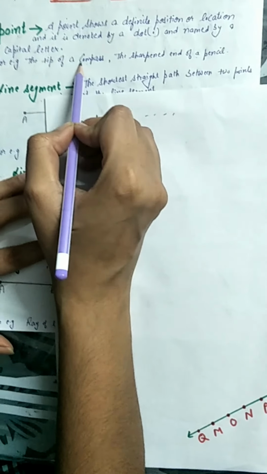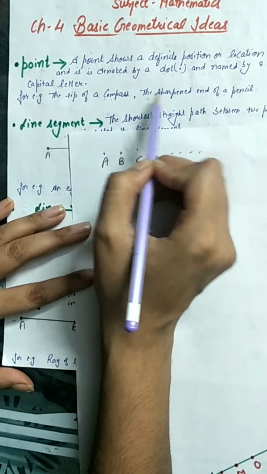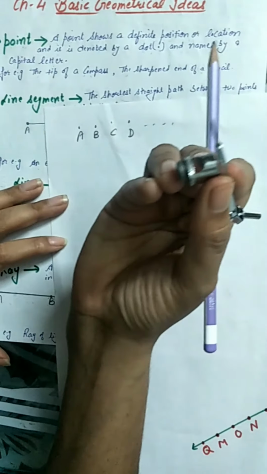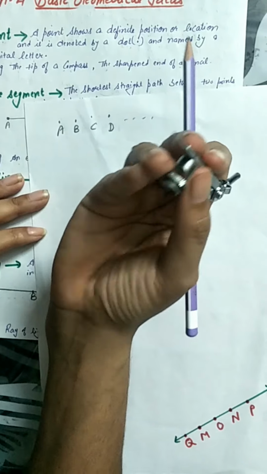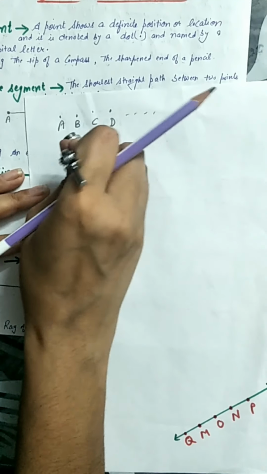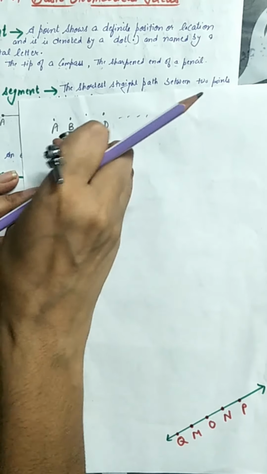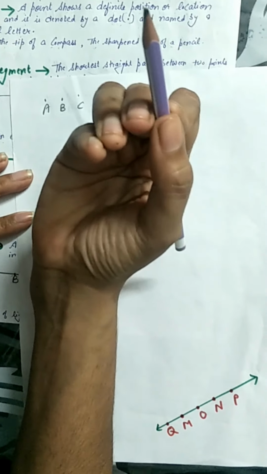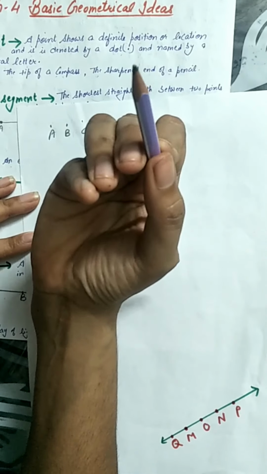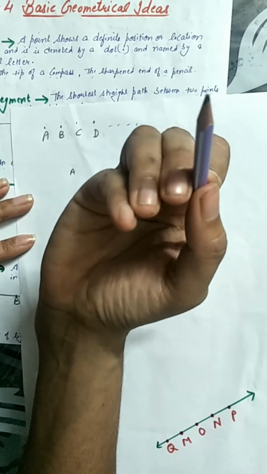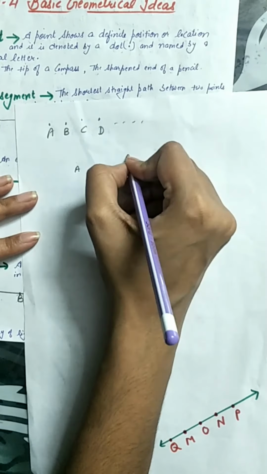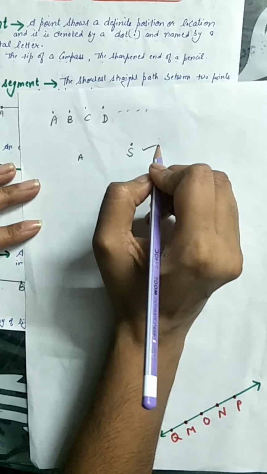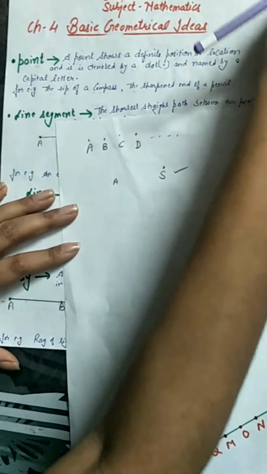Examples: the tip of a compass and the sharpened end of a pencil are examples of a point. See, this is a compass. A fine dot marked with a compass gives us a point. You can give it the name A. This is a pencil. A fine dot marked with a sharp-edged pencil represents a point. You can give it the name S also. So this is a point. I hope point is clear to all.